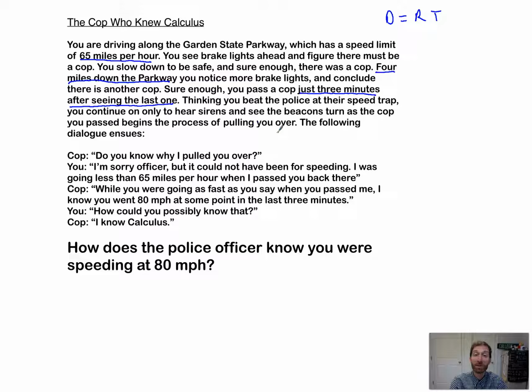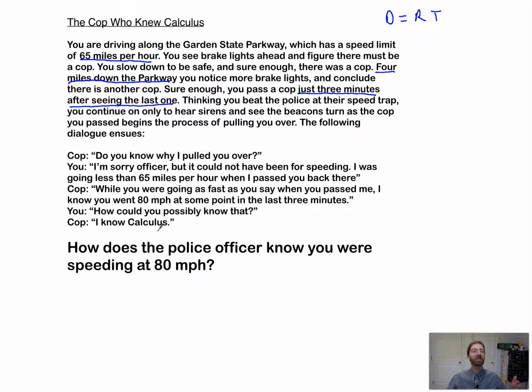Oh no. Following dialogue ensues. "Do you know why I pulled you over?" says the cop. "I'm sorry, officer, but it could not have been for speeding. I was going less than 65 miles per hour when I passed you back there." "Well, you were going as fast as you say when you passed me. I know you went 80 miles per hour at some point in the last 3 minutes." "How could you possibly know that?" "I know calculus," says the cop.